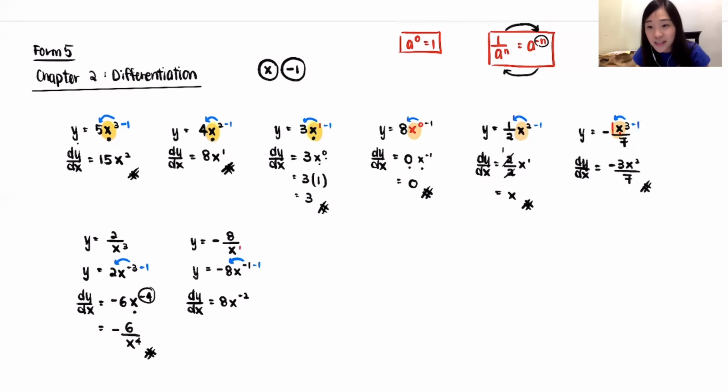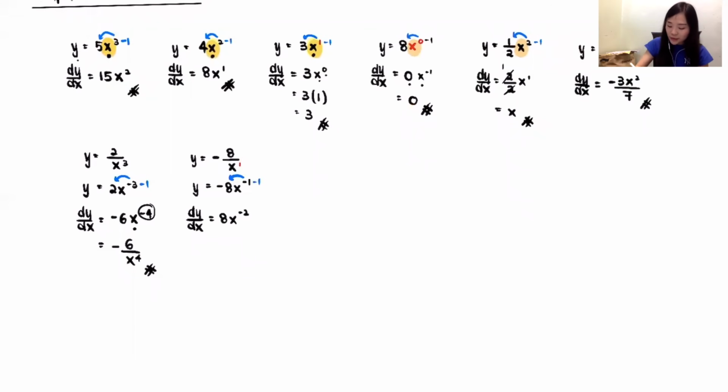Again, please have this good habit. Don't stop here. Try your best to make the negative power disappear. How? Bring the x back down. It will become a positive power. The 8, remember, still stays on top because the power is only for the x. Do you get a very good idea of how we do differentiation?